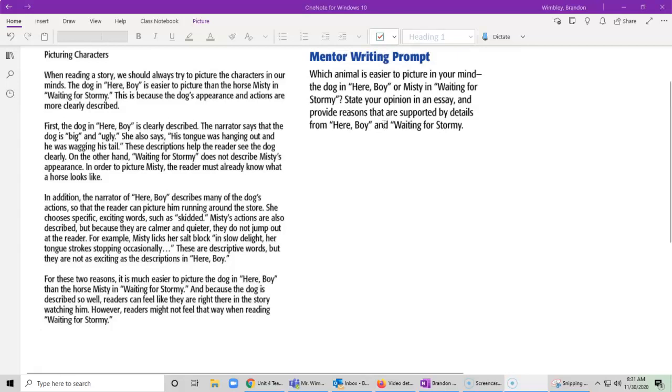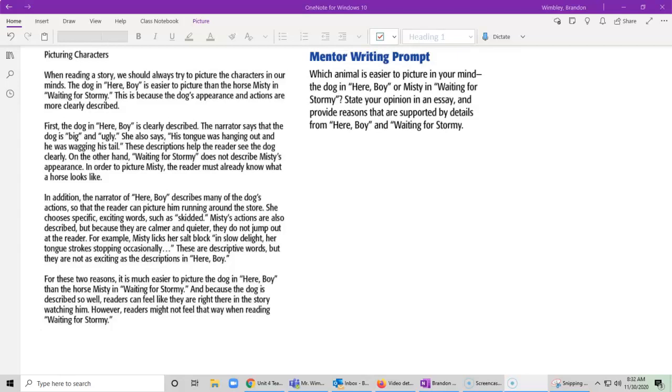So this prompt that we just read, it asked me to write an opinion about which animal from this week's reading is easier to picture in my mind. The dog from Here Boy, the horse from Misty from Waiting for Stormy. I'm going to write an essay stating my opinion. The prompt tells me I have to provide reasons that are supported by details from the reading passages. Now listen as I read an example of what I might have written in response to this prompt.